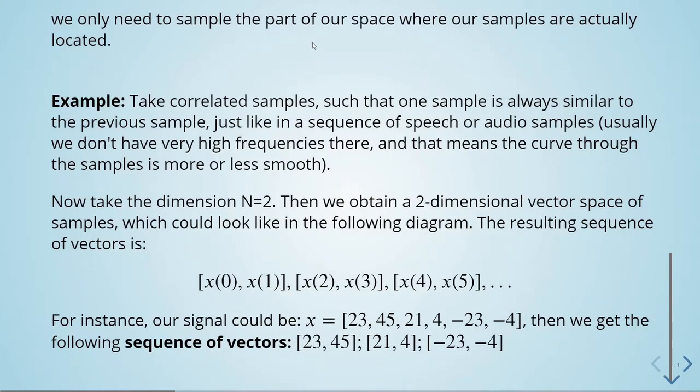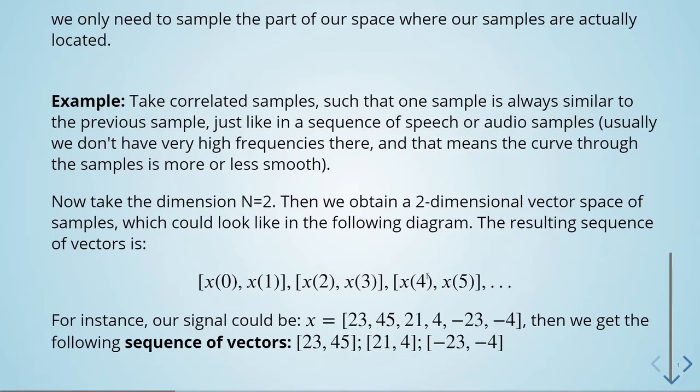Let's look at this case when we take correlated samples such that one sample is always similar to the previous sample. So for example, a sequence of speech or audio samples. Usually we don't have very high frequencies there, and that means that the curve through the samples is more or less smooth. So now we will take the dimension n equals 2, and we will obtain a two-dimensional vector space of samples, which could look like this.